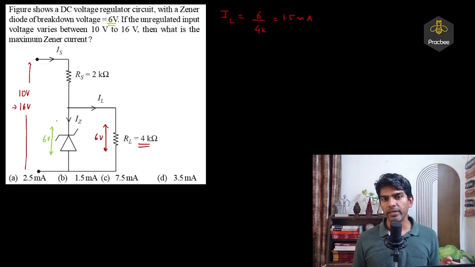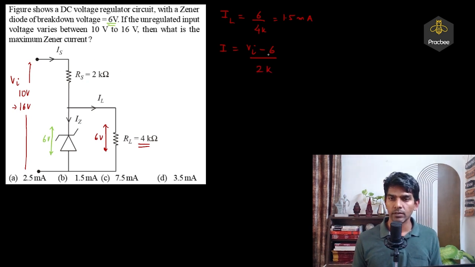Now the second step would be finding the input resistance. Now input resistance will depend upon what input voltage we are taking. So let me take this as VI only. So I will be VI minus Zener voltage, which is 6, divided by the input resistance, which is 2 kilo. Now if I want to find the Zener current, that will be I minus IL. So Zener current will be (VI minus 6) divided by 2 kilo, minus 1.5 milliampere.